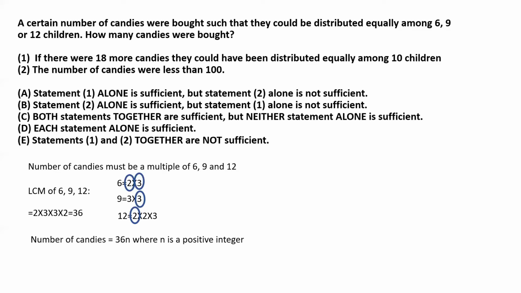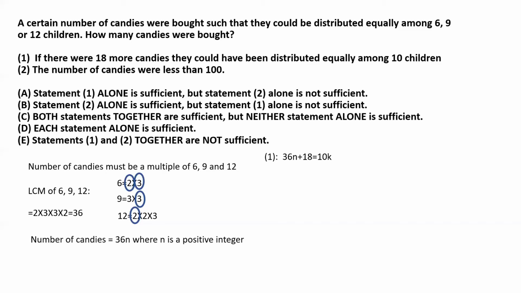The first statement states that if there are 18 more candies, so if I add 18 to 36, they could have been distributed equally among 10 children. So we add 18 to 36n, where 36n is our number of candies, and that should be a multiple of 10, so we can write that as being equal to 10k, where again k is a positive integer. So 36n plus 18 should take the form of 10k, where k is a positive integer, so it should be a multiple of 10.